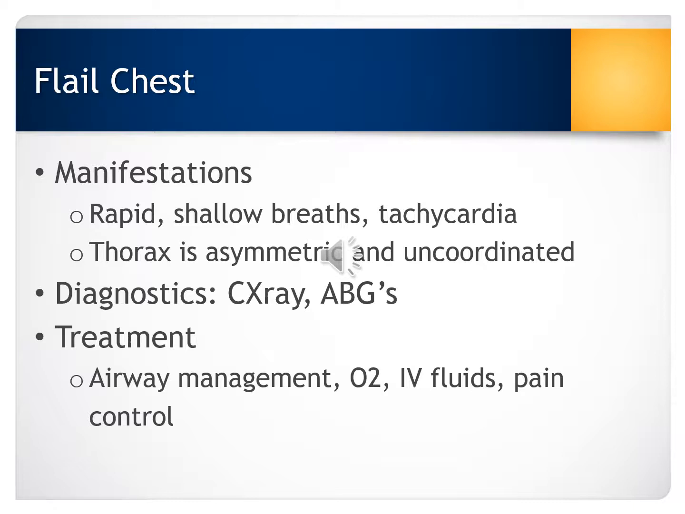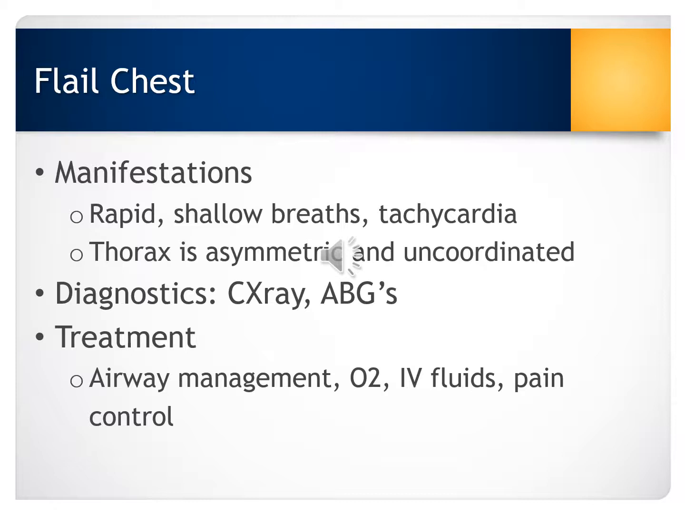Clinical manifestations of flail chest include rapid, shallow breaths, tachycardia. The thorax is asymmetrical and uncoordinated with respirations. To diagnose flail chest, a chest X-ray will be needed. ABGs can also identify if the patient is having hypoxemia or if they are in respiratory acidosis or alkalosis.